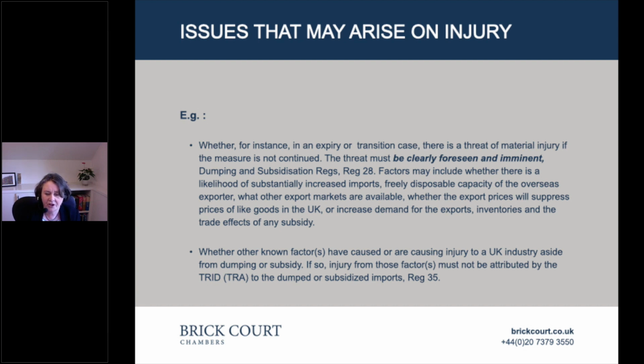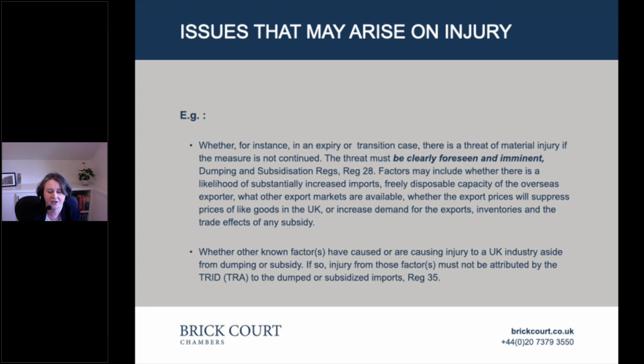So the first bullet refers specifically to Regulation 28, which looks at the question of a threat of material injury, and the threat must be clearly foreseen and imminent. There are a number of factors that may be relevant: whether or not there's a likelihood of substantially increased imports, freely disposable capacity of the overseas exporter, what the other export markets are and what's available, whether export prices will suppress prices of like goods in the UK or increase demand for the exports, questions of inventories, and the trade effects of any subsidy.